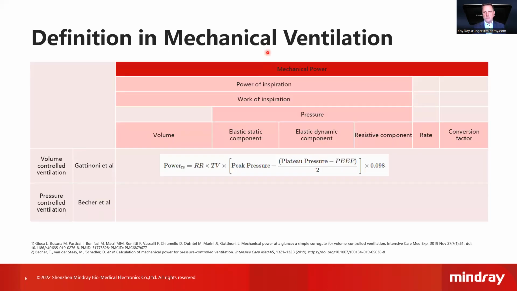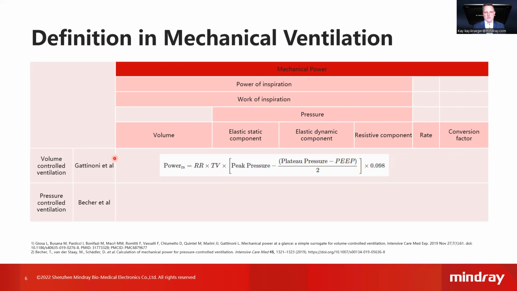If we look more into the details of how to calculate mechanical power in mechanical ventilation, we see here that mechanical power consists of the power of inspiration or work of inspiration, which is the volume and the pressure. And the pressure can be divided into the elastic static component, the elastic dynamic component, and the resistive component. Additionally, we take the respiratory rate into the equation and a conversion factor that has been defined.